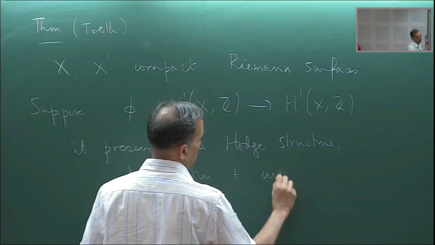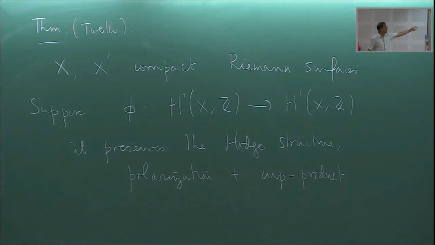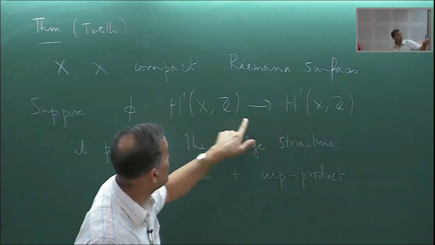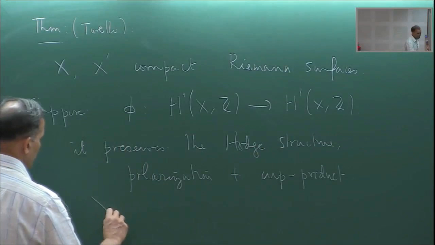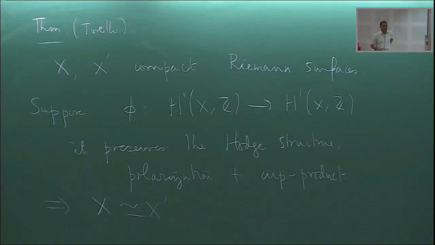H^2(X, Z) is Z, and H^0(X, Z) is Z, so there is nothing much there. The only non-trivial cohomology piece is H^1(X, Z). Then this says that X is isomorphic to X dash. So basically, if you have a map of cohomology groups which preserves the Hodge structure and the polarization and cup product, then X is isomorphic to X dash.